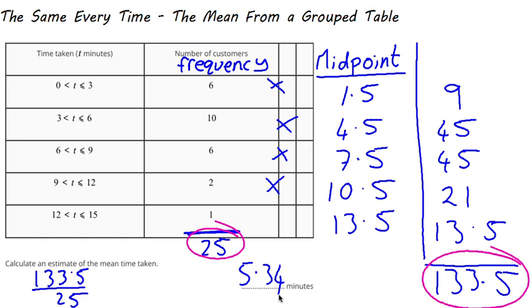Then we need two totals. Total of midpoint times frequency. Total of frequency, divide them. Total of midpoint times frequency, 133.5, divide by 25. There you are, it's the same every time. Learn how to do it. Get yourself into the marks, get yourself into the grades. You can pick up quite a few marks for this kind of question.